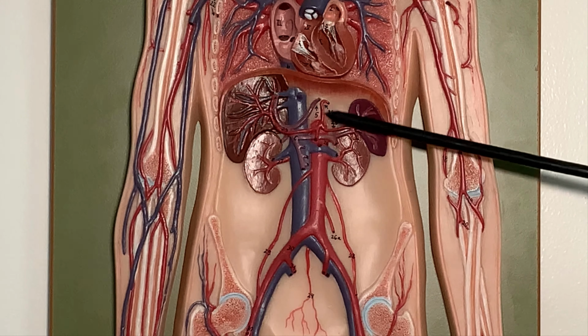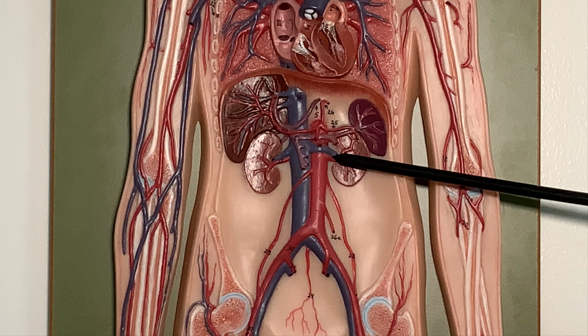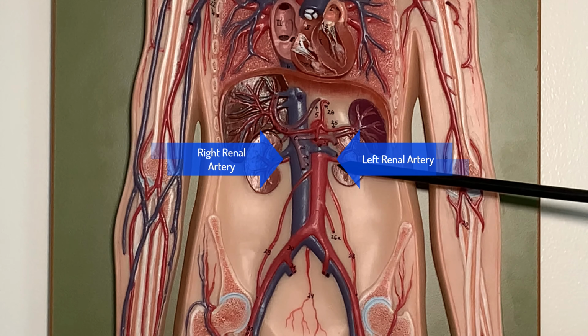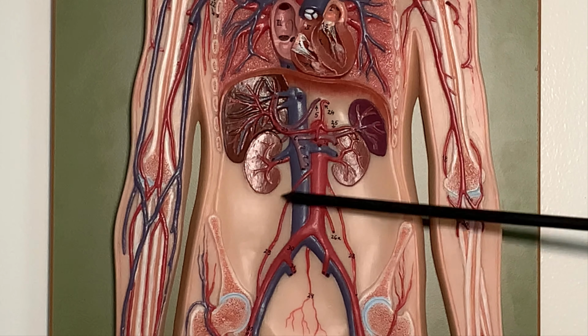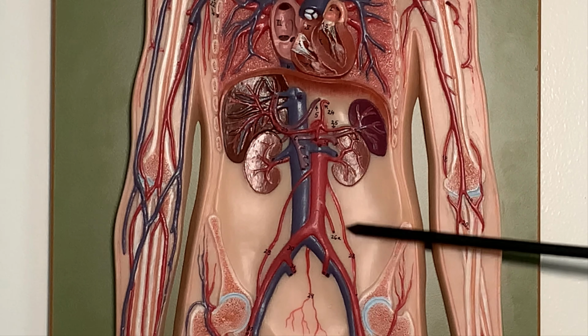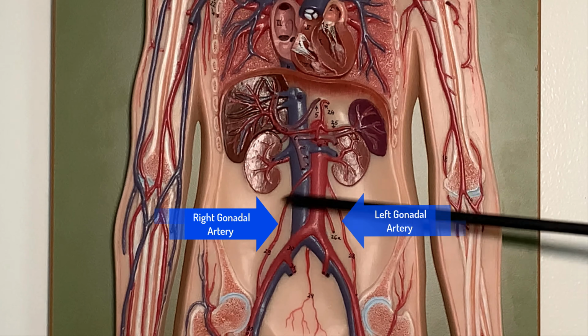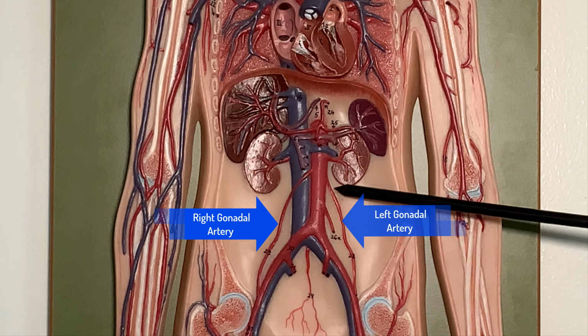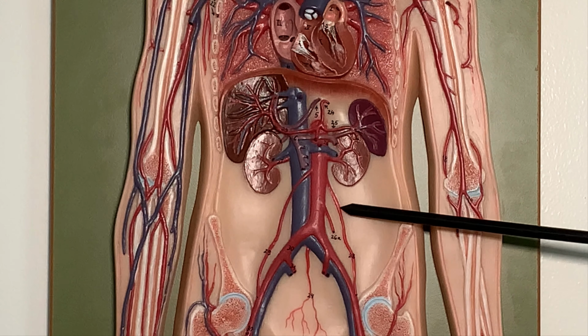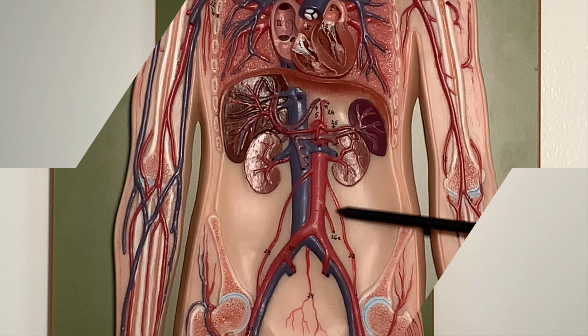So these are three worth mentioning, and then you can see the renal arteries, which are shown going to both of the kidneys. And then if you look downwards, you can see these two going downwards. These are the gonadal arteries, and their job is to supply the gonads. In males they are called testicular arteries, and in females they are called ovarian arteries.